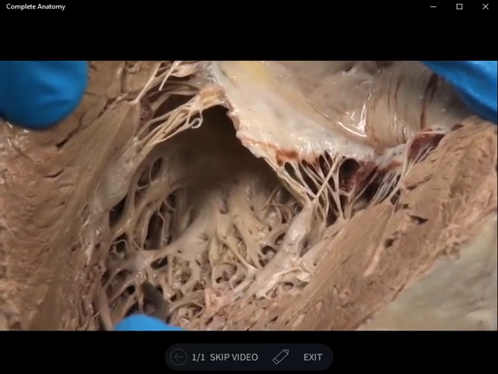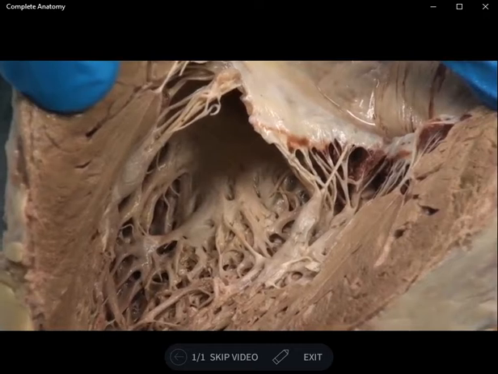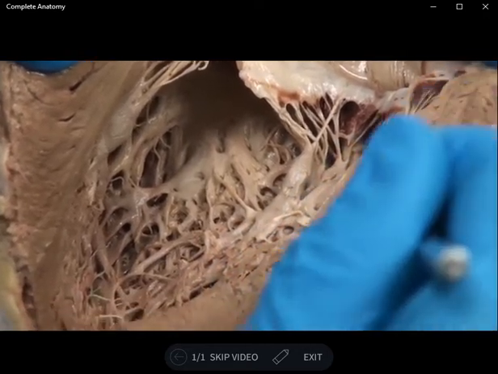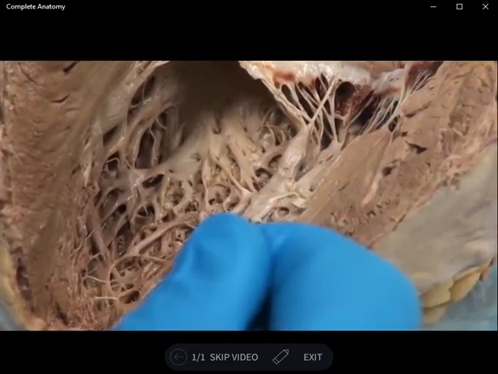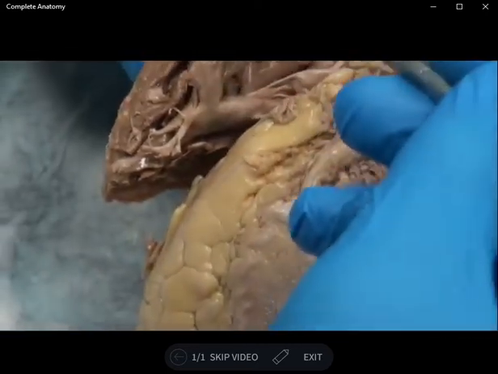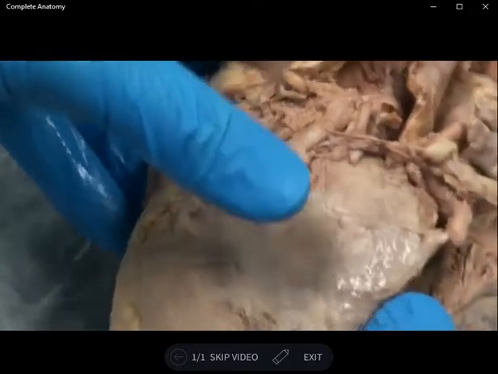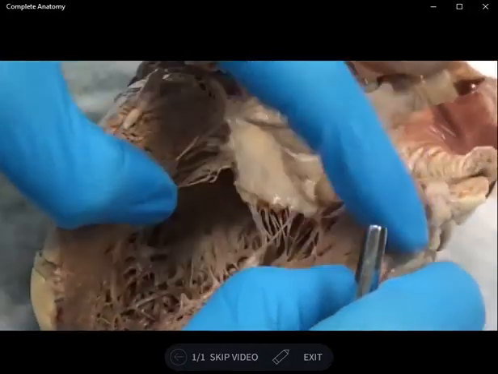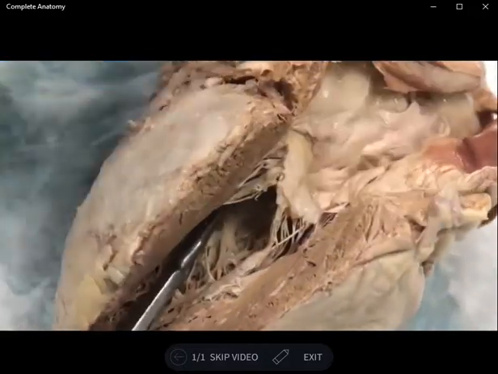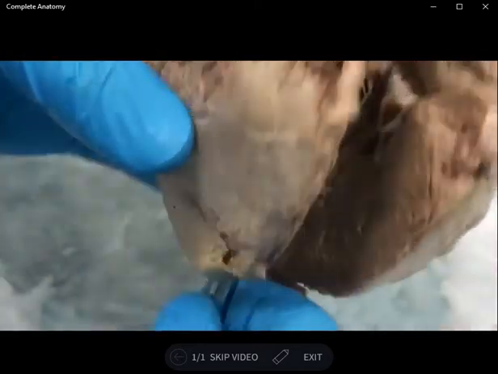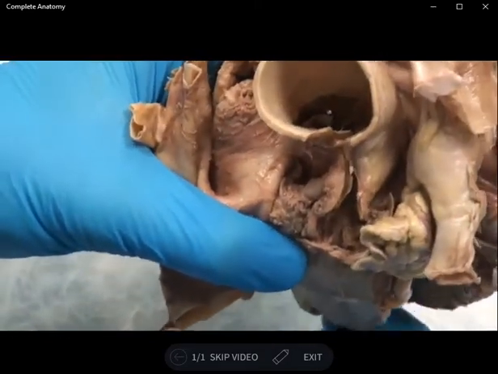Here we see trabeculae carneae of the left ventricle. Also note the thickness of this ventricular wall. The left ventricle has a much thicker wall than does the right ventricle. Blood flows out of the left ventricle superiorly through the aortic valve and out into the aorta, seen here.